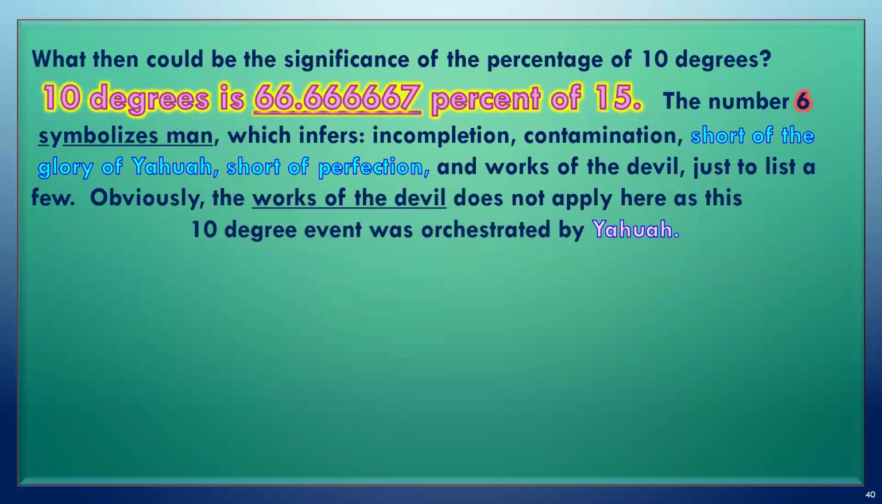What then could be the significance of the percentage of 10 degrees? 10 degrees is 66.66667% of 15. The number 6 symbolizes man, which infers incompletion, contamination, short of the glory of Yahuwah, short of perfection, and works of the devil, just to list a few. Obviously, the works of the devil does not apply here, as this 10-degree event was orchestrated by Yahuwah.